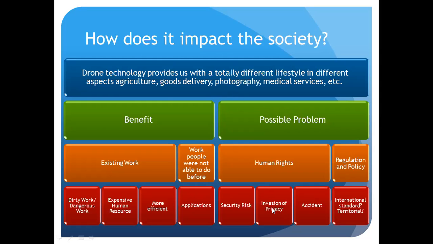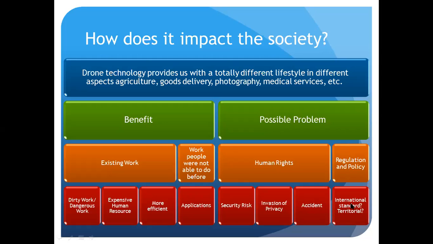Then invasion of privacy. Invasion of privacy, what is invasion? I also don't know what invasion is. Then accident. Sir, there may be a chance of accident when you are using the drone technology. There may be a chance of accidents if you fail to use the remote control or computer operated system. There may be a chance of your drone collapsing or some other failure. So accidents of drones are again very important.